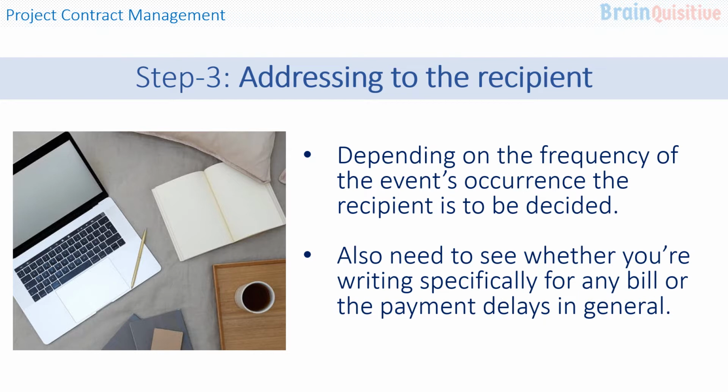Next is addressing the recipient. Depending on the frequency of the event's occurrence, the recipient is to be decided. You need to see whether you are writing specifically for any bill or for the payment delays in general.